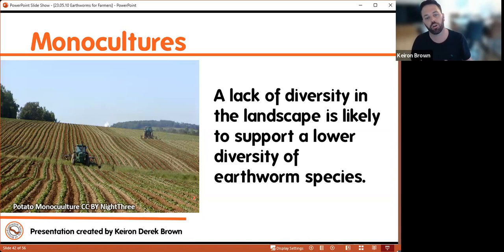And the more diversity of earthworms you have, the healthier the soil systems you're going to have. So what can we do to improve the landscape for earthworms?